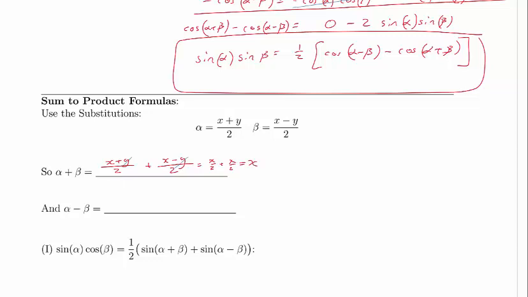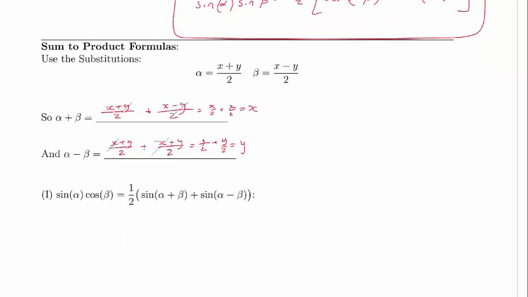Now let's go ahead and look at alpha minus beta. All right, distribute that negative to both of these terms. And so you can see that we've got x over 2 minus x over 2, so those are going to go away. And so what we're left with is y over 2 plus y over 2, which is just y. So everywhere we see alpha minus beta, simply replace it with y.